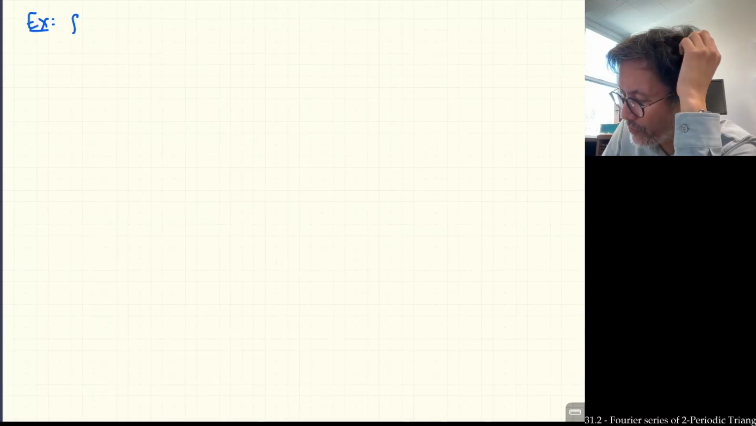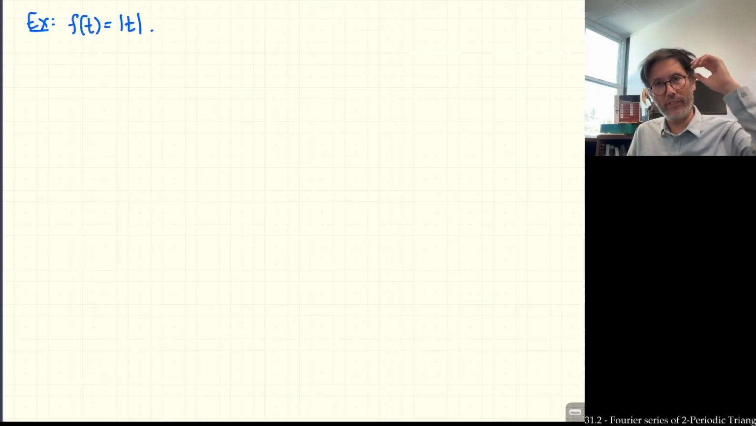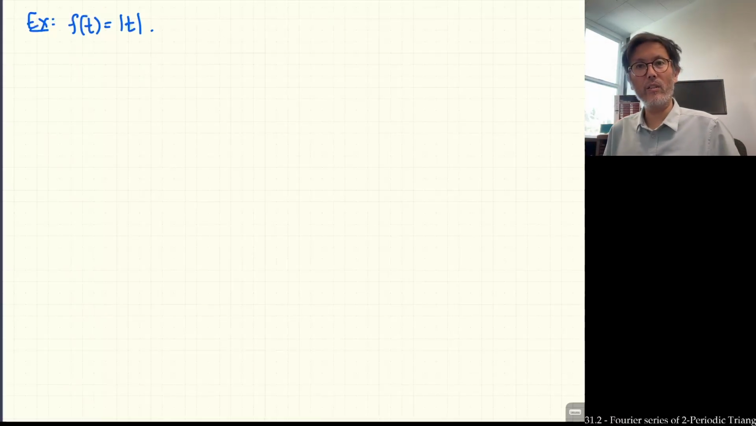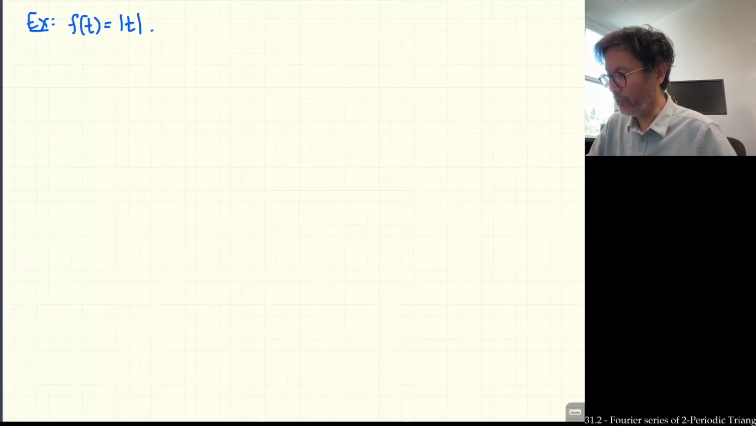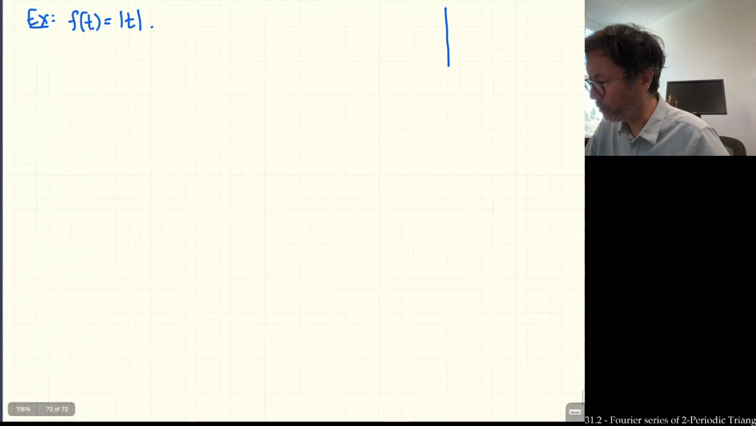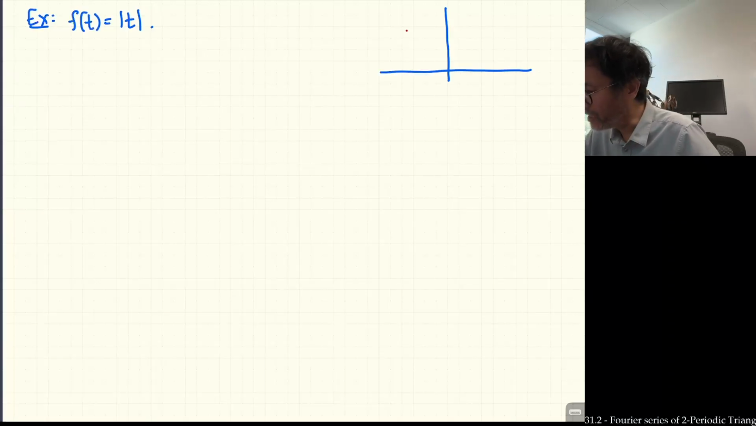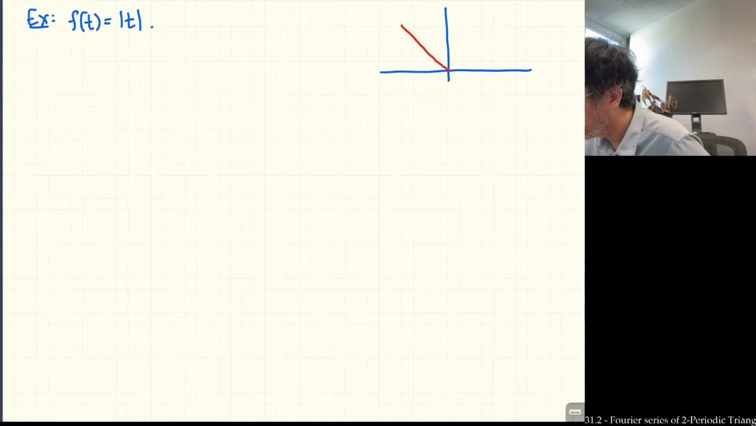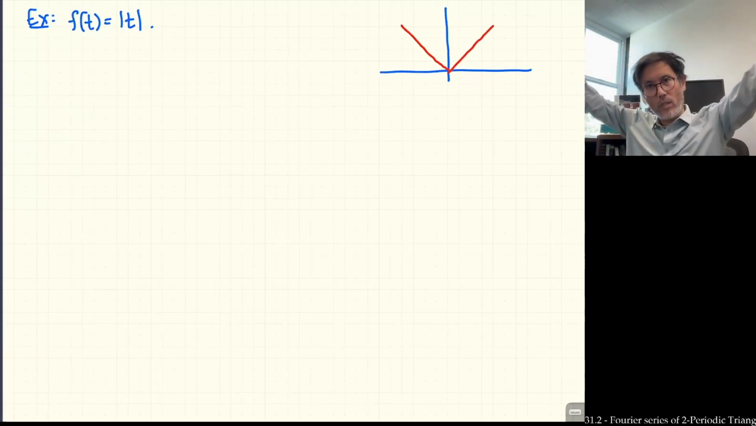Let's look at f of t equal to the absolute value of t. Now, I know you know what this thing looks like. Its graph looks like this. Maybe I'll draw it over here, just for reference. Its graph looks like a V, like this. It looks like a V, and it keeps going, okay?